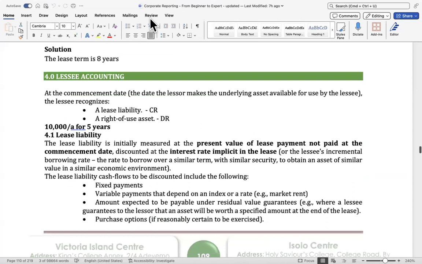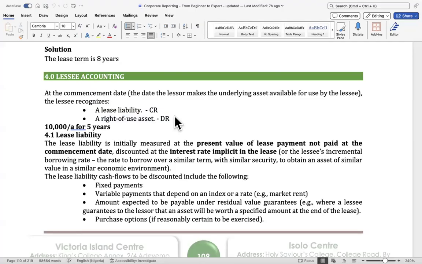Then we went on to the core accounting for leases. So we started with the lessee. And we said that when a lessee enters into a lease arrangement at the beginning date, or at the commencement date, the lessee would recognize a lease liability and a right of use asset. So it's as good as crediting the lease liability and debiting the right of use asset. And I gave you an example why this makes sense.